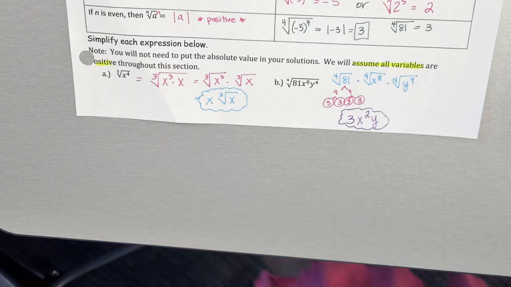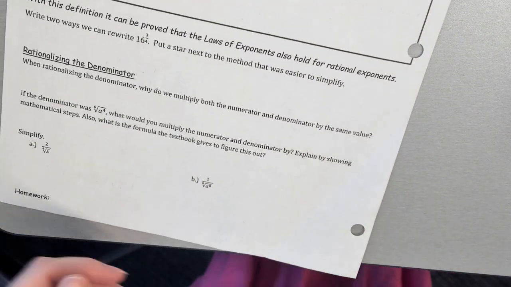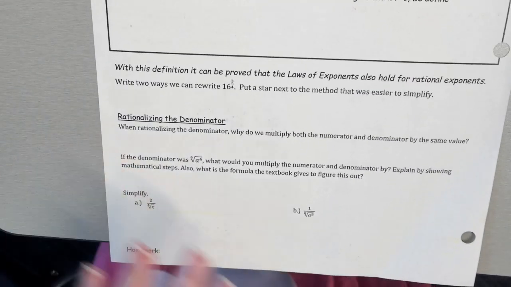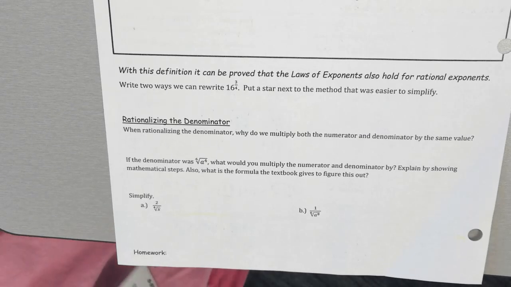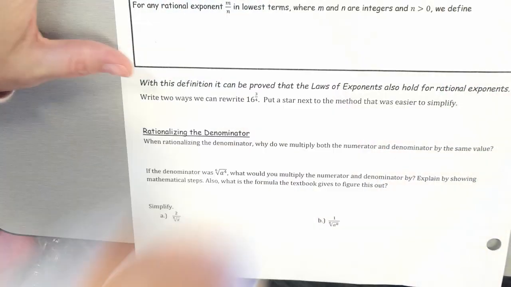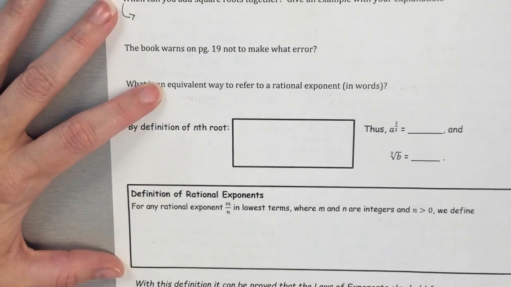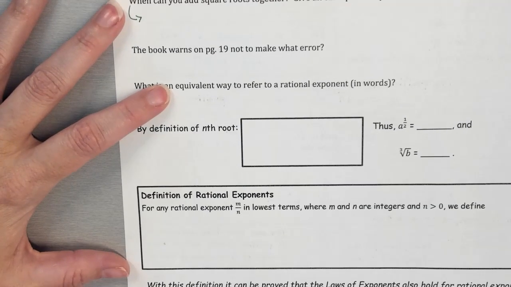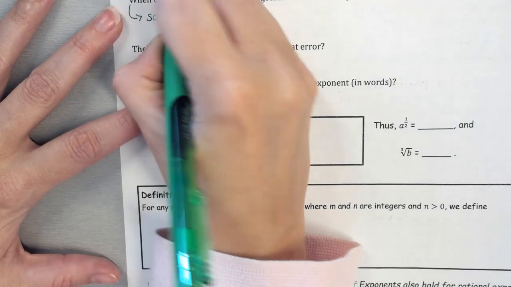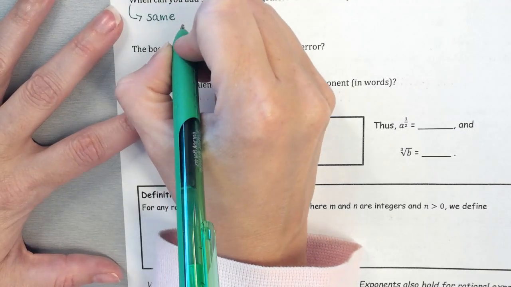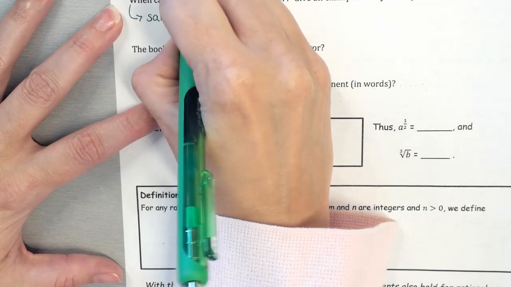So when can you add square roots together? Do you guys remember the rules? There's really 2 things that have to happen if you can add the square roots. Yeah, so you have to have the same number underneath the root. Okay, so you have to have the same value underneath the root. Do you guys remember what that's called? The number underneath? Yeah, the radicand.